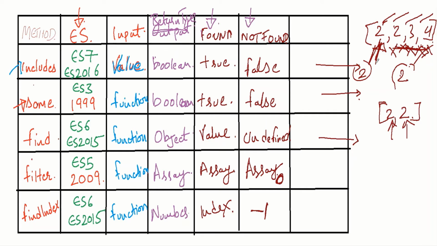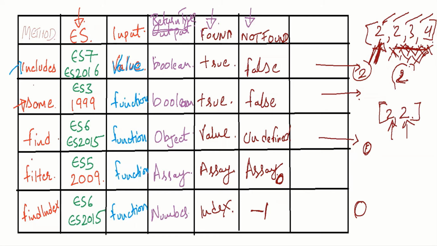findIndex would return the index. So if we are looking for the value of 2, the first item is at 0th index, so it would return 0. And it would not process the rest of the items in the array.